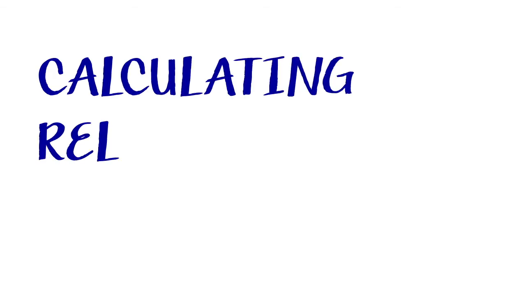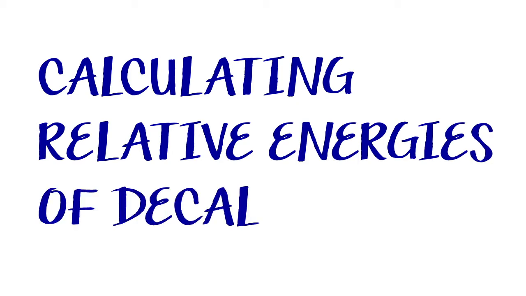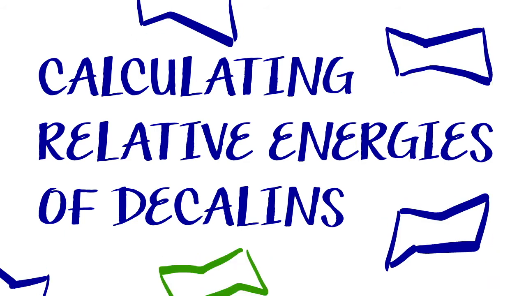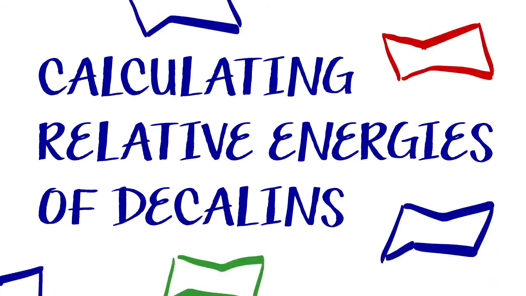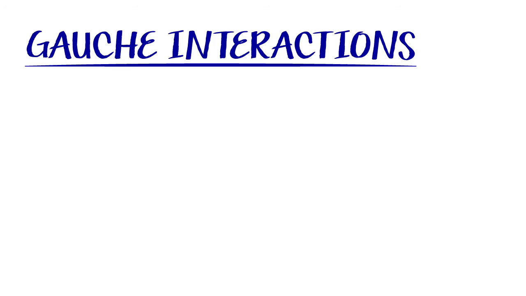In this video, we are going to show you how to calculate relative energies of stereoisomers of decalins, a 10-carbon 2-ring molecule. There are two main types of interactions to consider while calculating relative energies. The first is a gauche interaction. These occur between substituents on adjacent carbons.